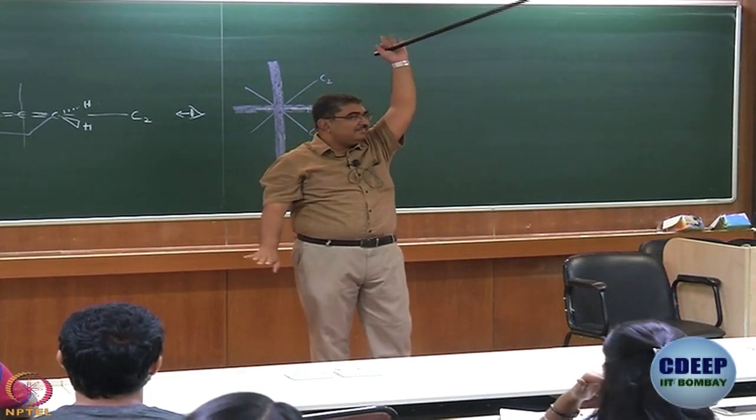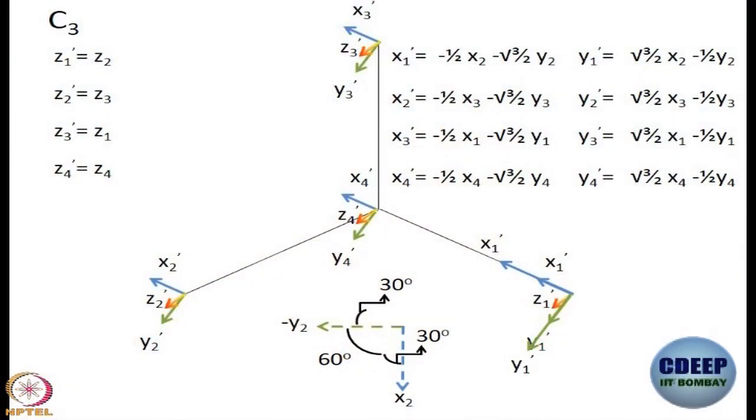Are we clear? Actually, I've shown everything here, but Z, I think you have understood, right? So I'll write that first. Z1 dashed is Z2. Z2 dashed, okay, it'll write itself. Z3 dashed equal to Z1 and Z4 dashed equal to Z4. Alright? So when I use a dashed, I mean the transformed coordinate.